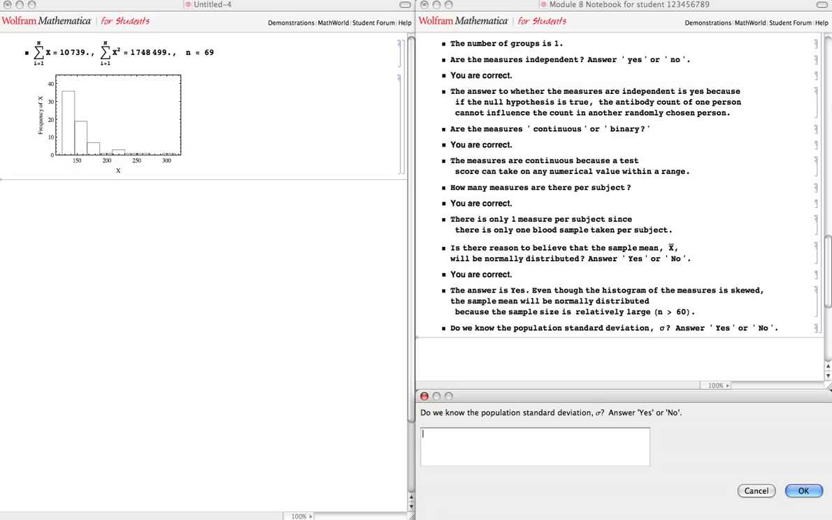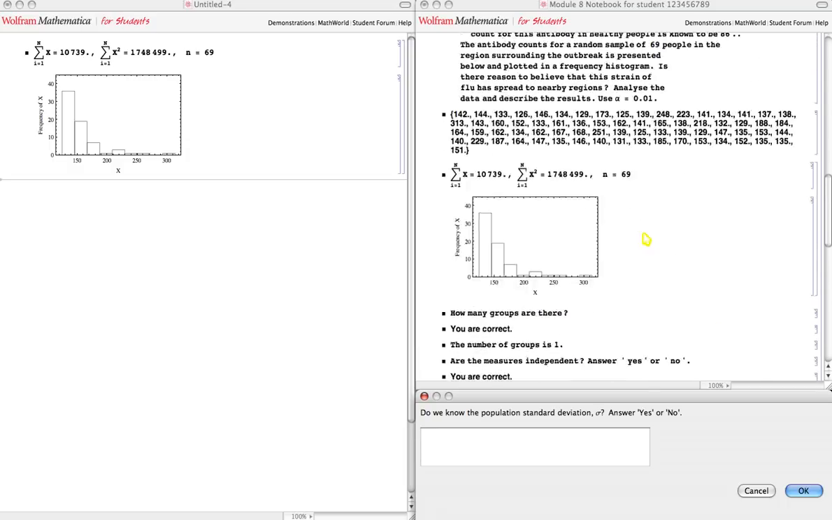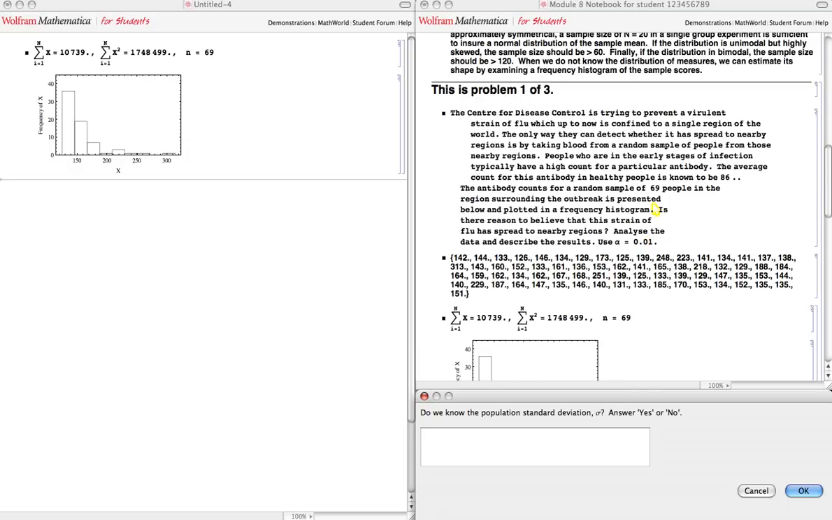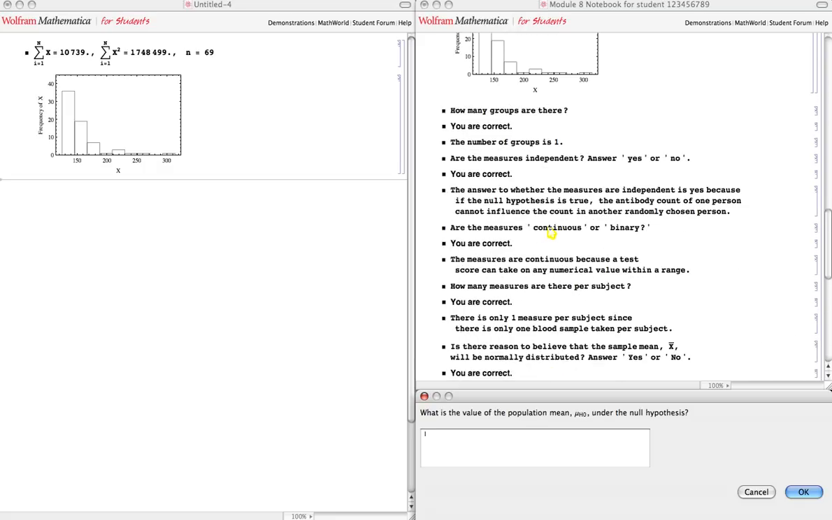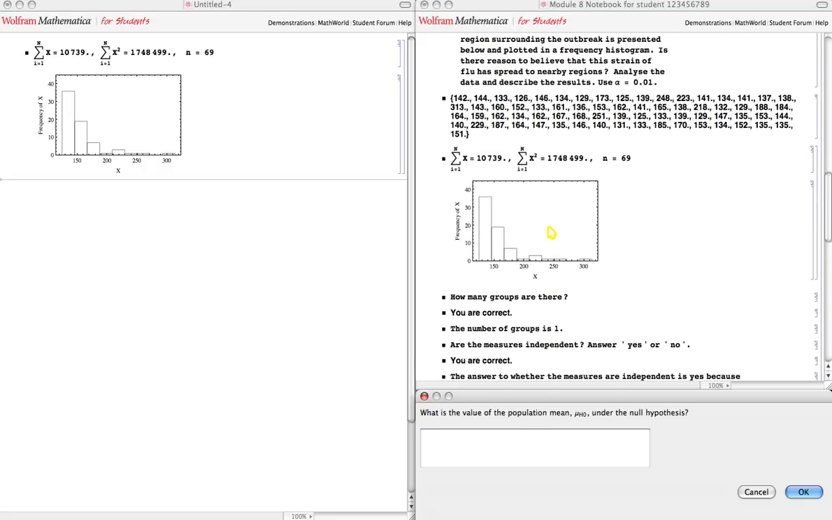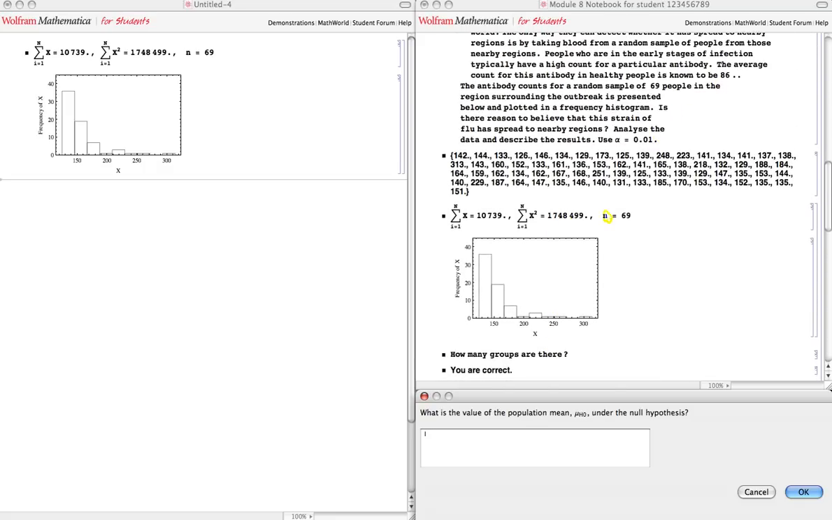Do we know the population standard deviation sigma, yes or no? All we know is that the count for the antibodies in a healthy person is 86, so that's mu, but I don't see sigma anywhere here, so I'm going to write no. What is the value of the population mean under the null hypothesis? Again, that's given to you in the question. It's 86.